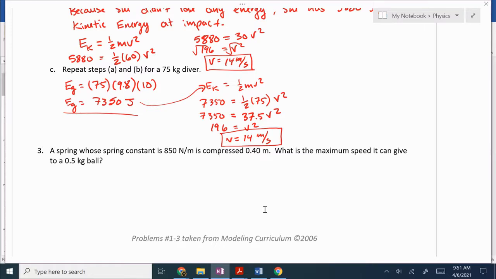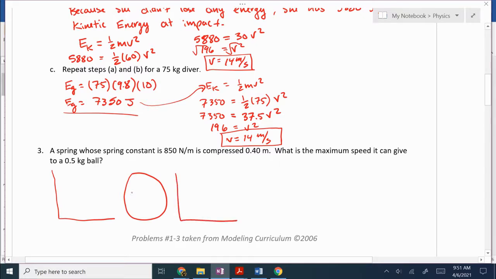A spring whose spring constant is 850 newtons per meter is compressed 0.4 meters. What is the maximum speed it can give to a 0.5 kilogram ball? Again, we're supposed to draw an energy bar graph for each one of these. So let's start that off here. It's a ball, and the spring. Oh, let me finish doing this. Sorry.